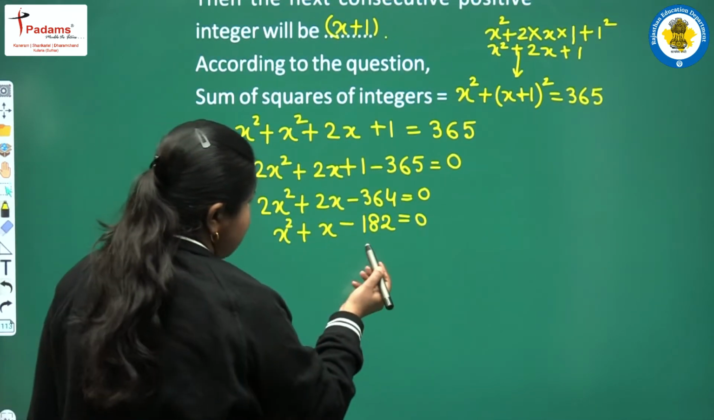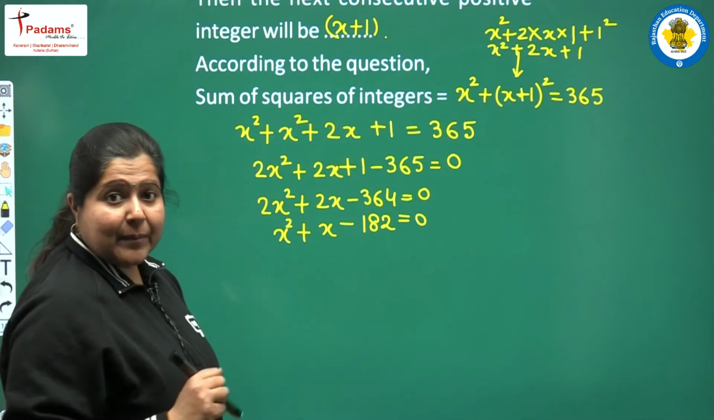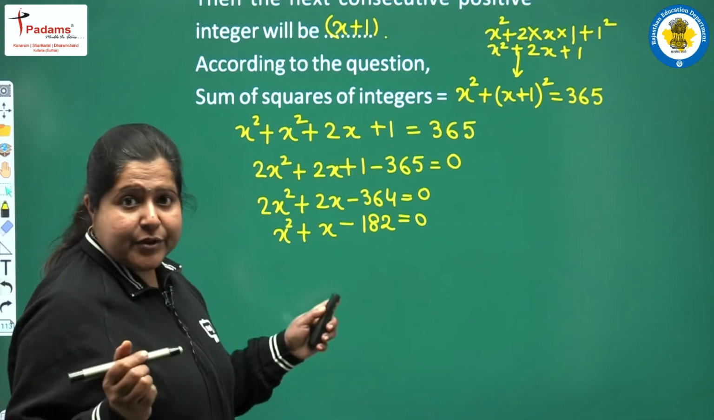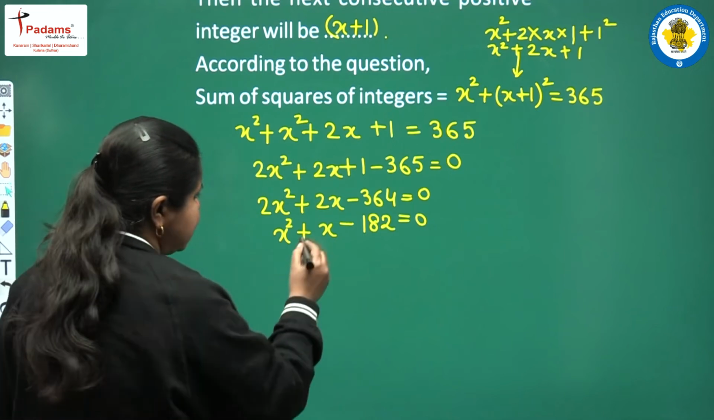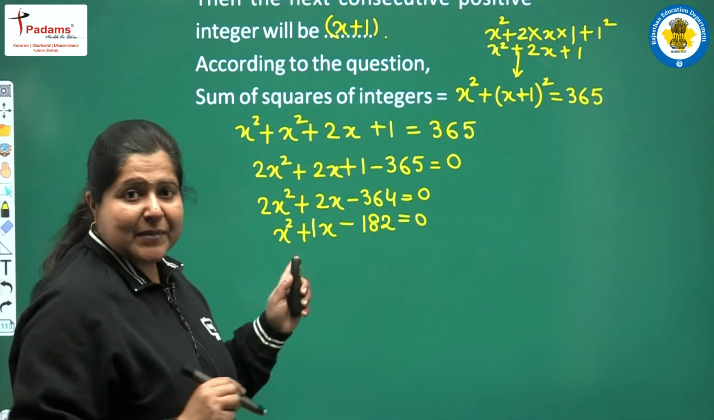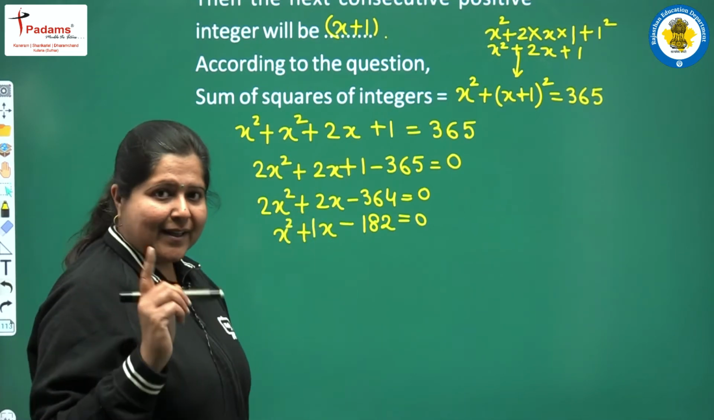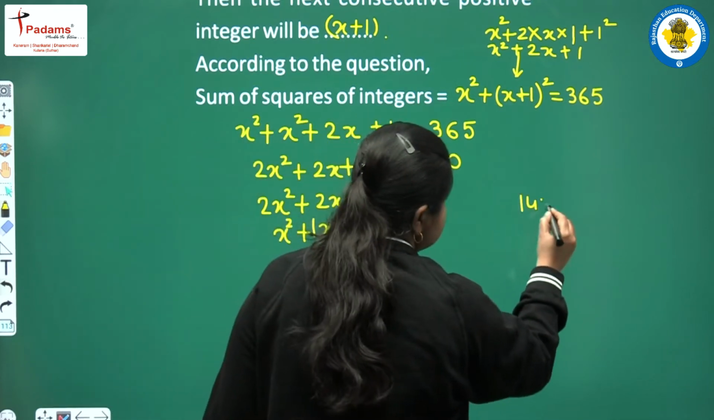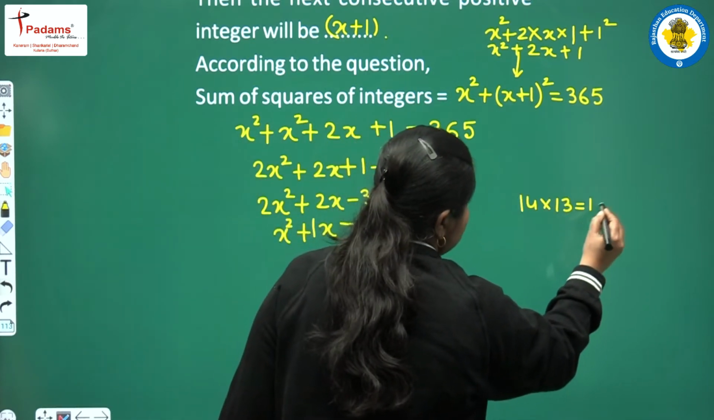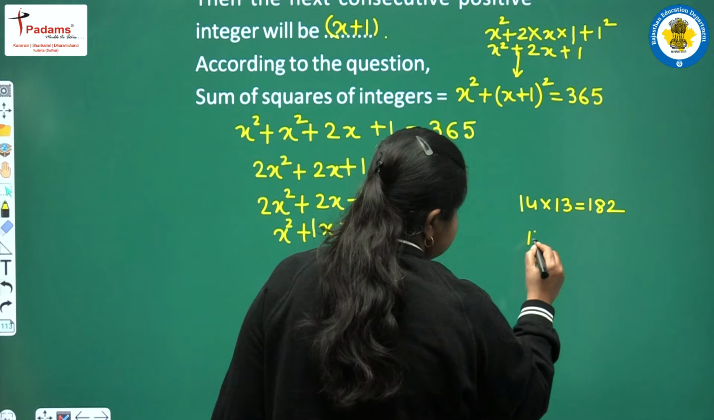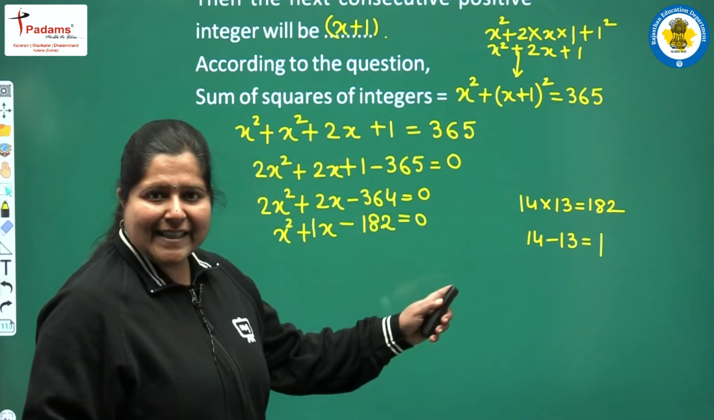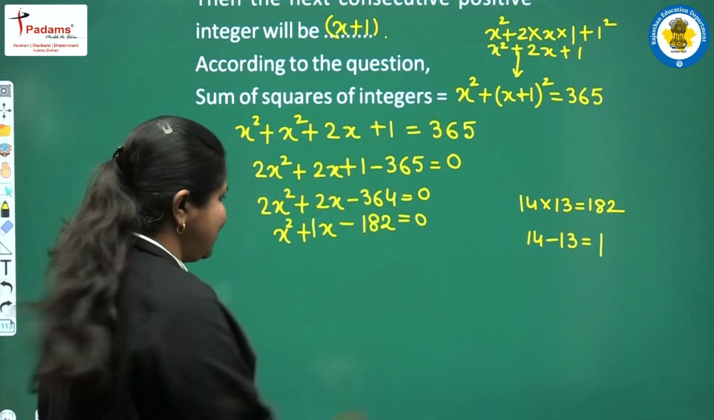यहाँ है नंबर 182 और अभी हमने 182 के फैक्टर्स किए थे. हमें ऐसे फैक्टर्स चाहिए 182 के जिनका डिफरेंस हो 1. यहाँ बीच में कोई नंबर नहीं दिख रहा, मतलब कोएफिशिएंट ऑफ x इज 1. और अभी हमने फैक्टर्स किए थे और देखा था 14 into 13 it is equal to 182 and their difference is equal to 1. So we can easily take 14 and 13.